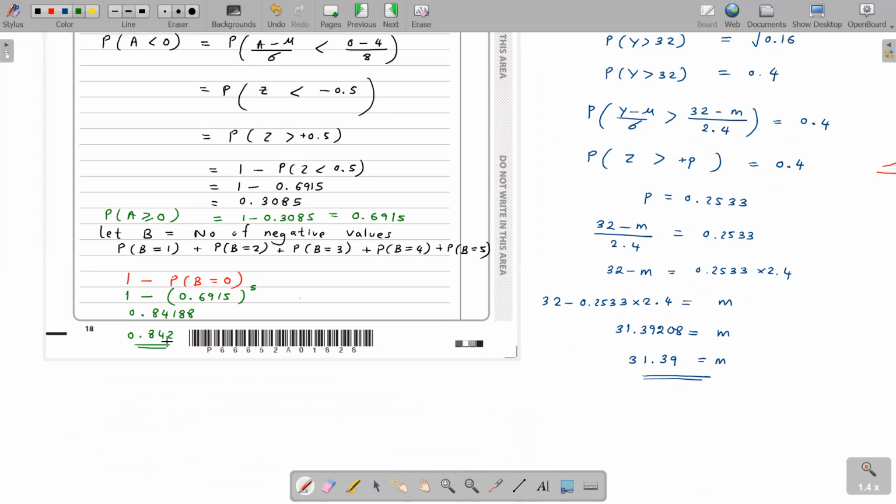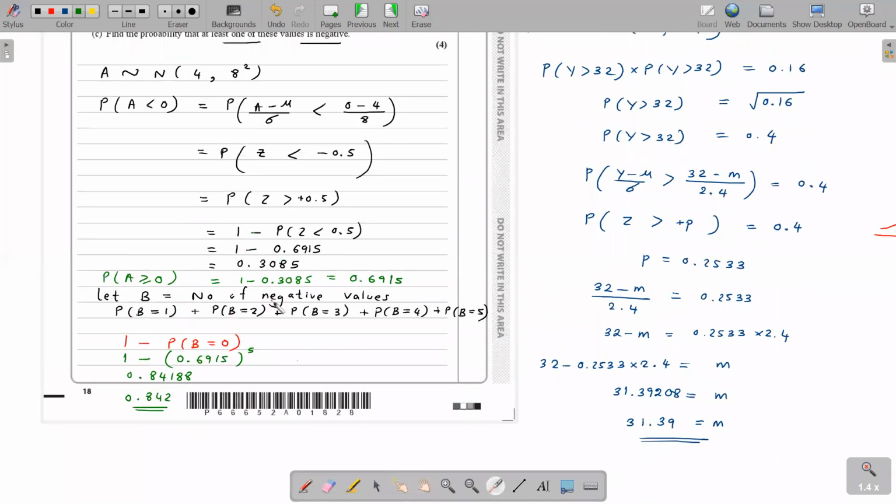0.842. So this is a little bit tough here. You need to understand what's going on, but definitely you have to travel in this path. You can't go in this path, it's way too difficult. Go in this path because there are 5 figures. So at least one value is negative means what? At least one value is negative means the only part that doesn't come is where everyone is positive.